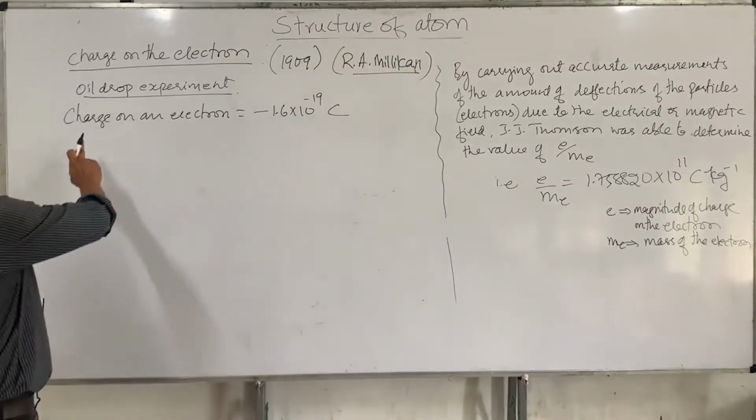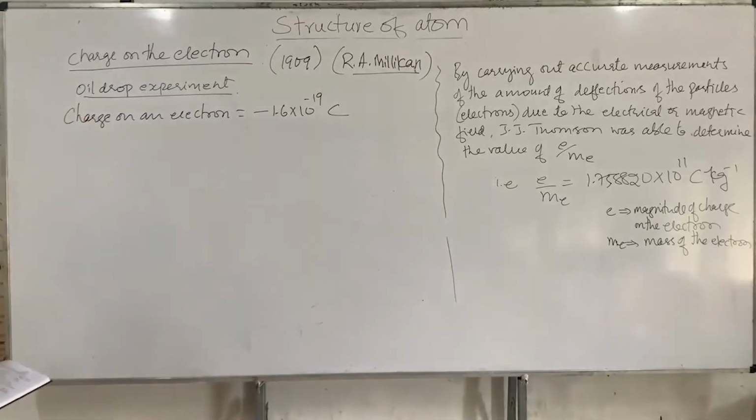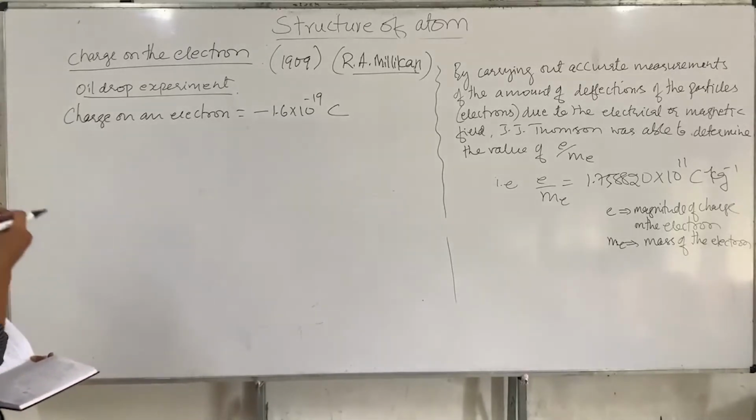And now, after Millikan found the charge on an electron, that is minus 1.6 into 10 to the negative 19 coulombs, right?